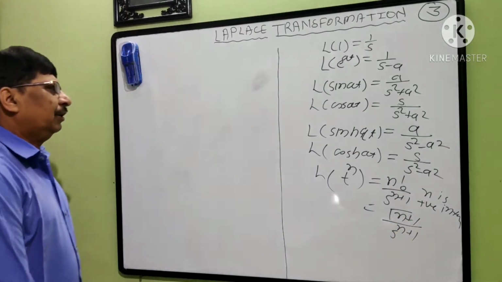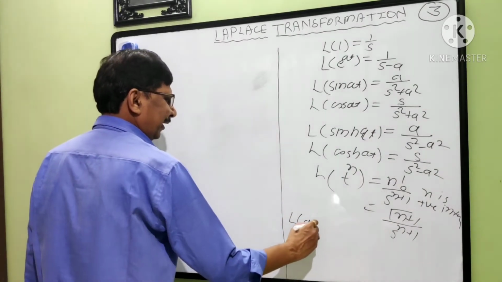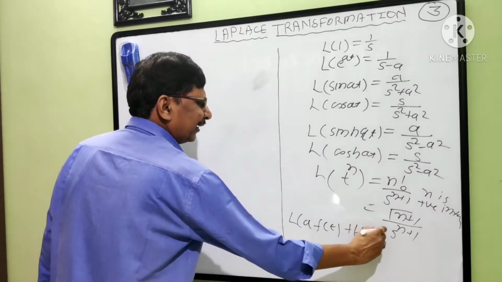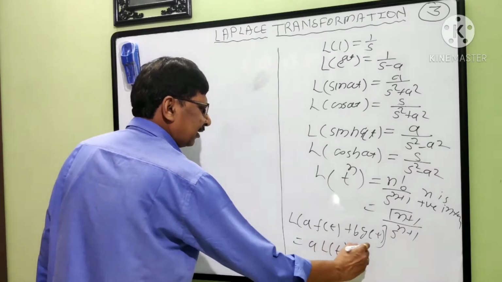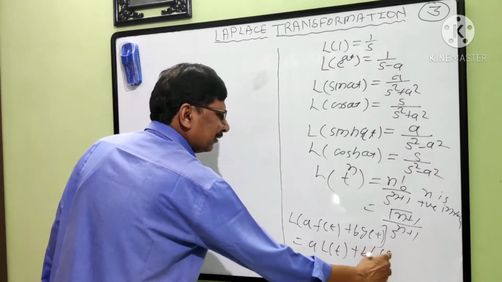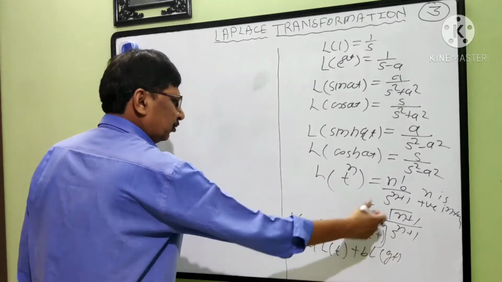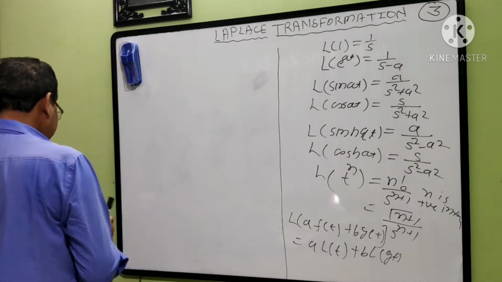Now we are solving problems. Also we know one linear property: the Laplace transformation of a into f of t plus b into g of t. Constants we can take outside, and addition and subtraction we can separate. That is the meaning of this linear property: a outside plus b into the Laplace transformation of this. Okay, now take the problems one by one.